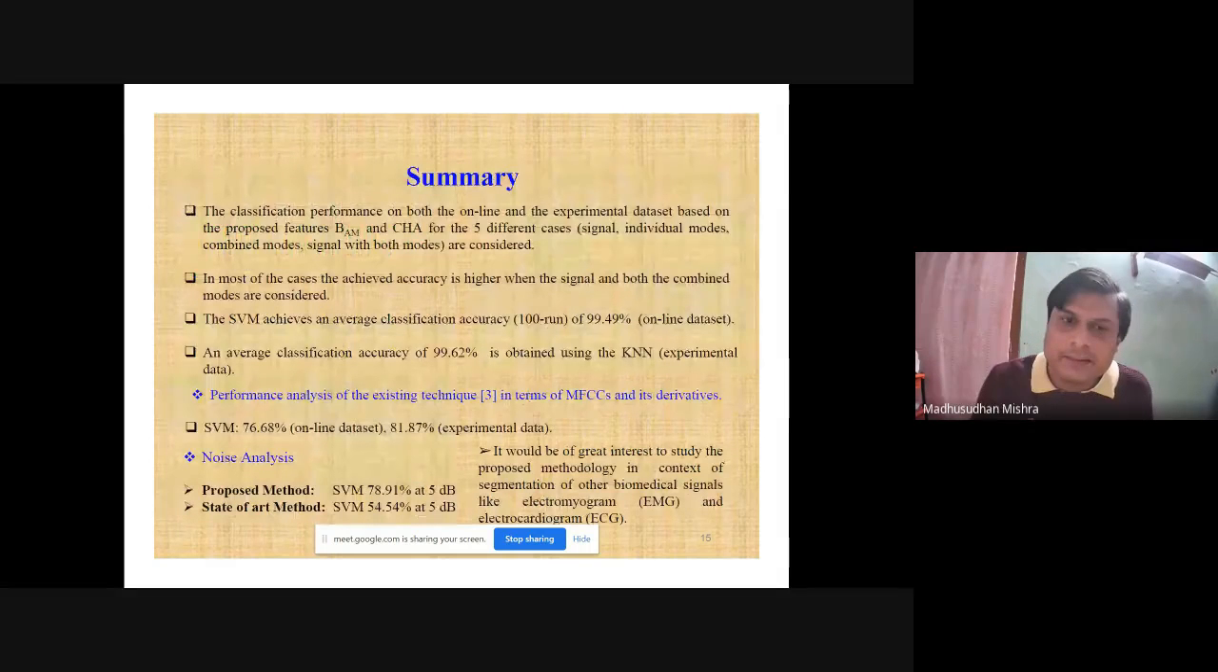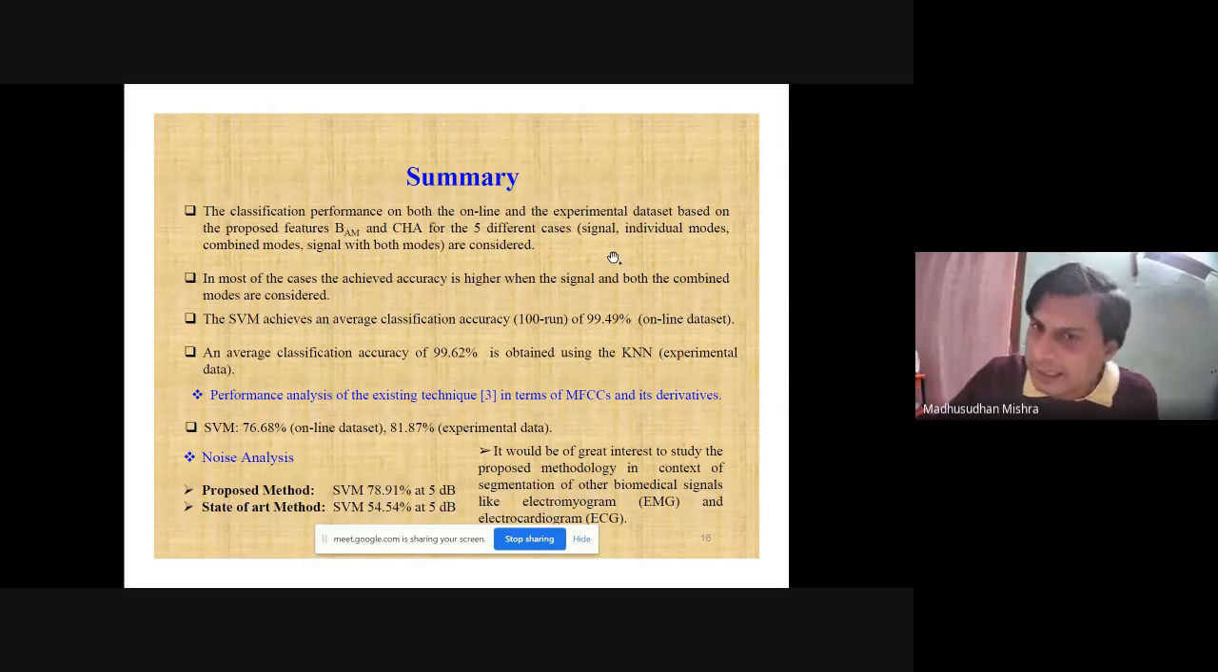Similarly, when we come to the summary of this work, we find that classification performance on both the online and experimental data set, based on the proposed features, that is amplitude modulated bandwidth and convex hull area, which are spectral and analytical features, was evaluated for 5 different cases.